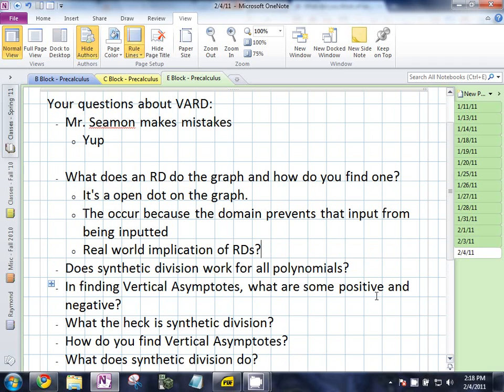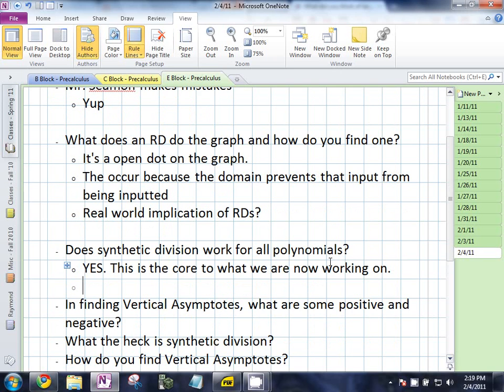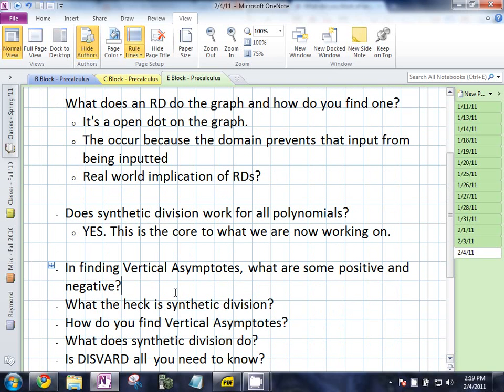Does synthetic division work on all polynomials? This is a big question. This is probably the biggest one right now. Don't get fixated on what's not important at the moment, kids. So let's keep moving. Yes. This is the core to what we are now working on. More on that later.